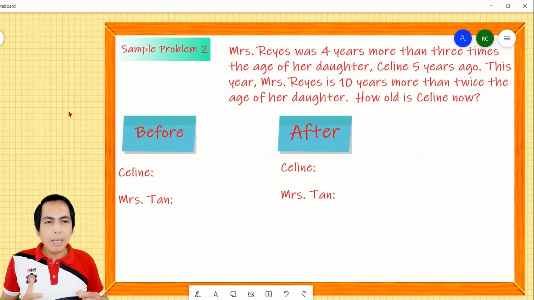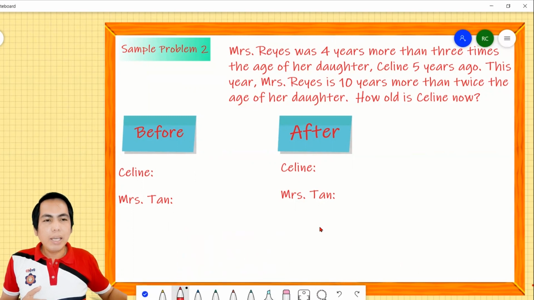So let us begin by representing the age of these two persons before. That was 5 years ago. So let us begin with Celine. Let us say the age of Celine before, or 5 years ago, is represented by this box. The age of Mrs. Reyes was 3 times the age of her daughter plus 4.